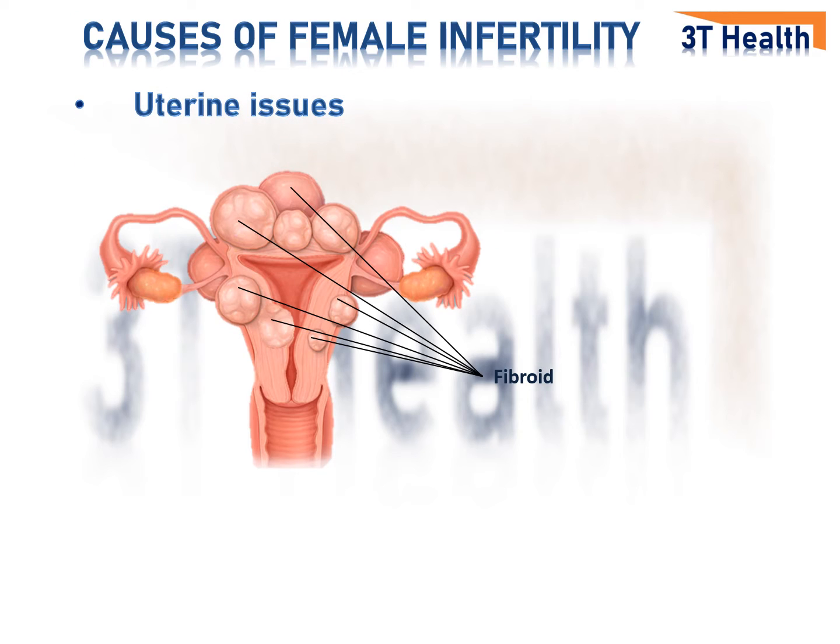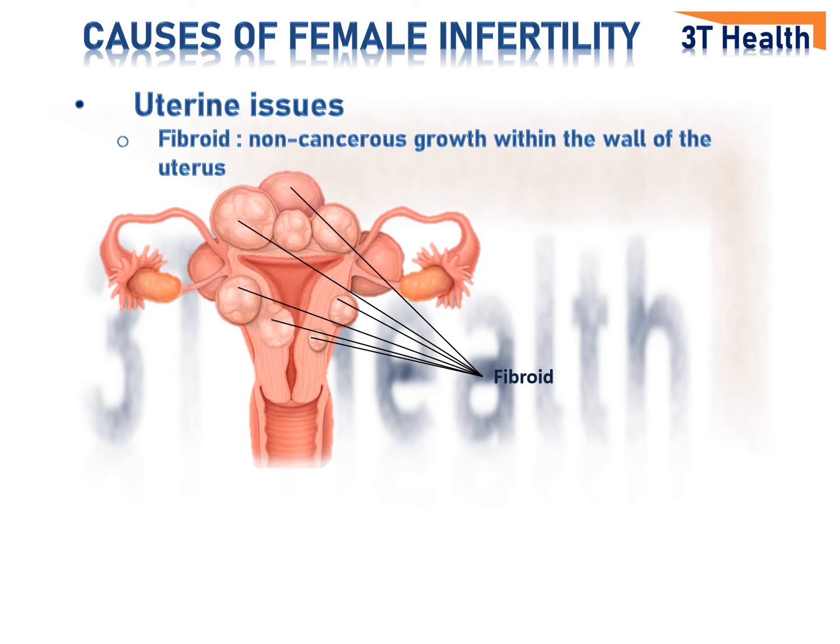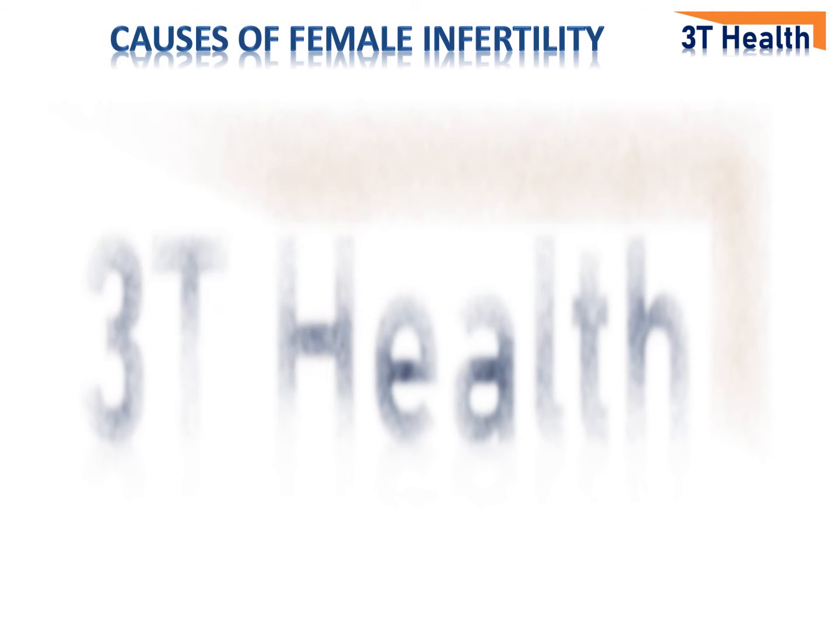The second uterine issue we're going to look at is fibroids. These are non-cancerous growths within the wall of the uterus. Now, at times people get confused. What's the difference between fibroids and polyps? Well, polyps grow on the lining of the uterine wall, whereas fibroids grow within the wall of the uterus. So those are the two differences, and both are, of course, non-cancerous growths.